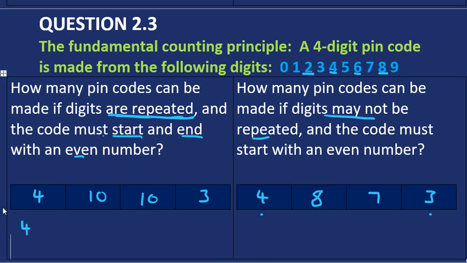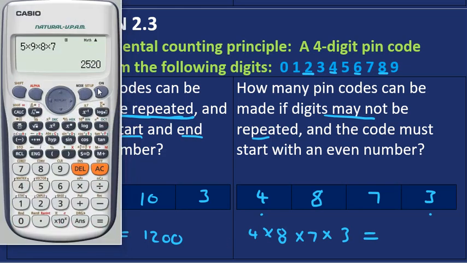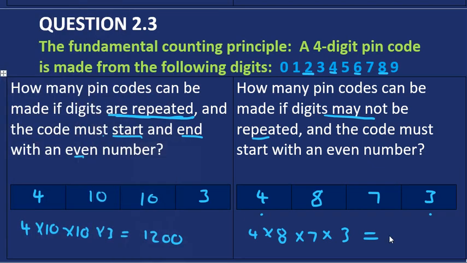All right, and if we work those out, 4 times 10 is 40. 40 times 10 is 400, and 400 times 3 is 1200. On this side, 4 times 8 is 32. Let's just use a calculator to save time. So we'll just say 4 times 8 times 7 times 3 will give us 672. So those are the pin codes that we will get from the two different scenarios.